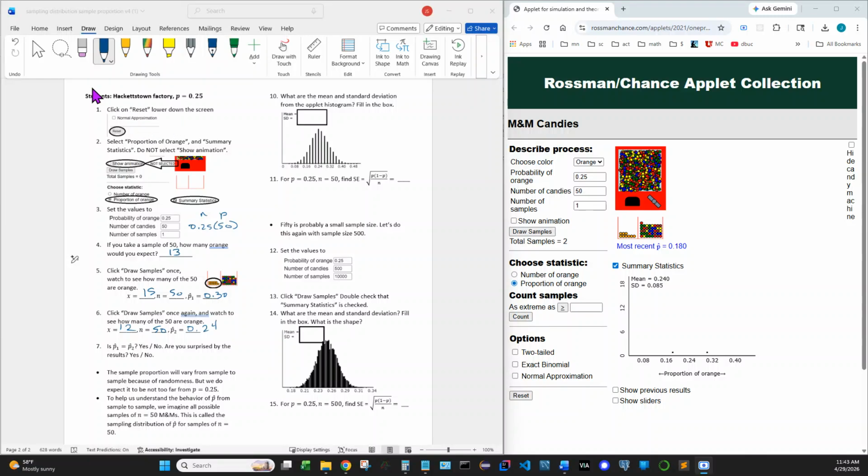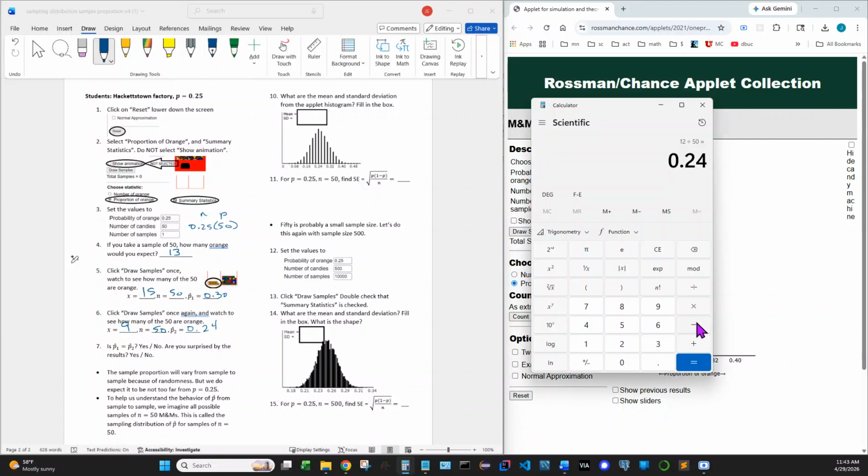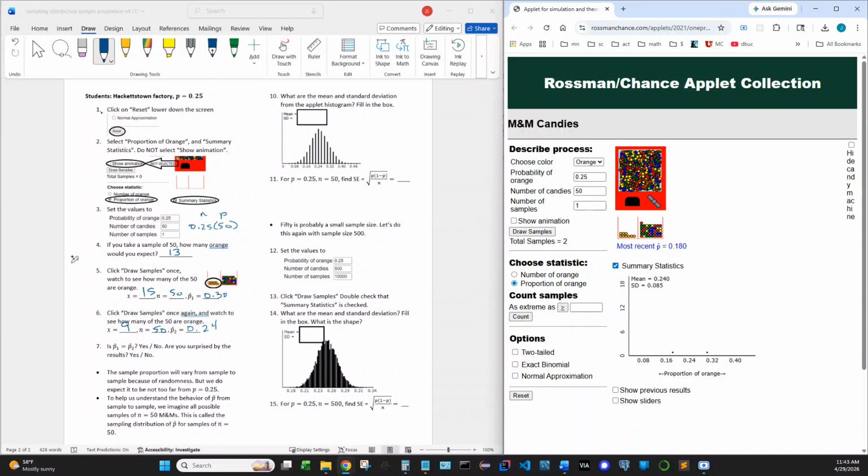Sorry, I miscounted those. It's not 12. Okay, this one is not 12. Let's see here. So we had 2, 4, 6, 7, 8, 9. My apologies. Okay, so let me recalculate that p hat. So we have 9 divided by 50 for 18%. That's more like it. Okay, so we have 18 here.